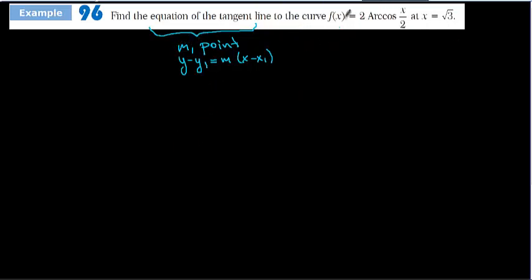Okay, then the f(x) here is an inverse trigonometric function. So for finding the slope, I need to find the derivative of this expression. So y' is equal to f'(x), which is equal to 2 times the derivative of arccosine x over 2.